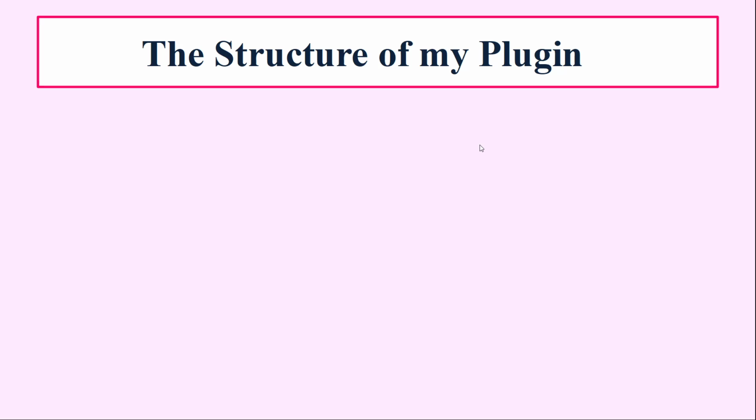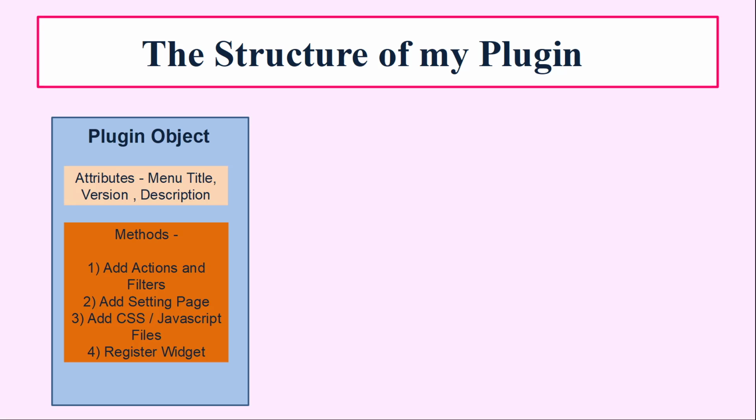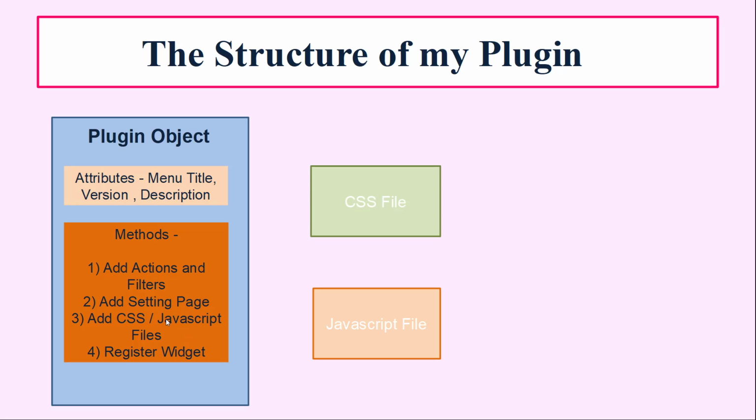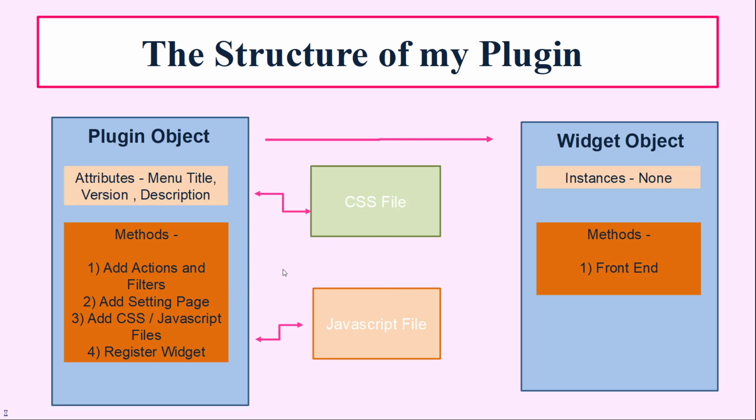Before we start, I thought it would be a good idea to look at an abstracted version of my plugin. So what we're going to be doing today is we're going to be creating the plugin object, and this plugin object is going to have some attributes and some methods. So what we're going to be doing today is we're going to be making the methods for our JavaScript and CSS, so they are linked together.